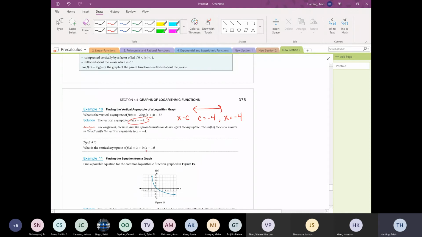And let's look at this one right here. So notice that it's negative on the inside, which is the way it is supposed to be. So I can say that my C is 1. So my asymptote has to equal 1.